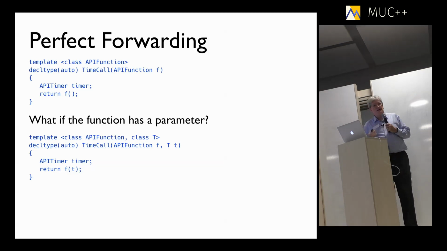But there's a problem here, right? Suppose what f is going to do is modify t. It takes it by reference and modifies it. Would that work? Would this compile? Yes, it's going to compile, right? Is it going to modify t? Well, it's going to modify my copy of t, but it's not going to modify the original t. So I've broken the code.